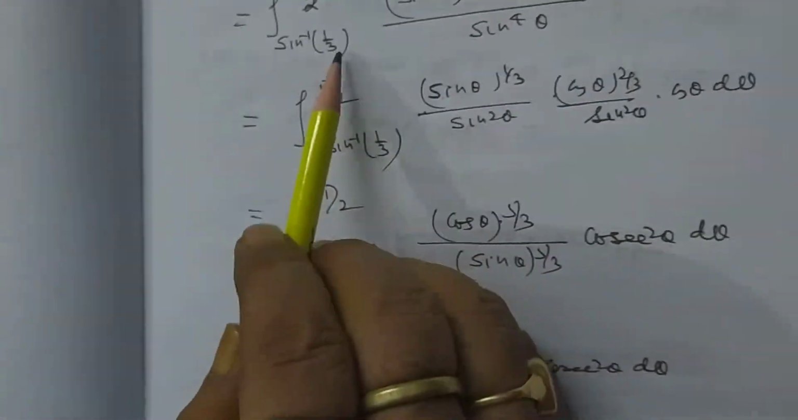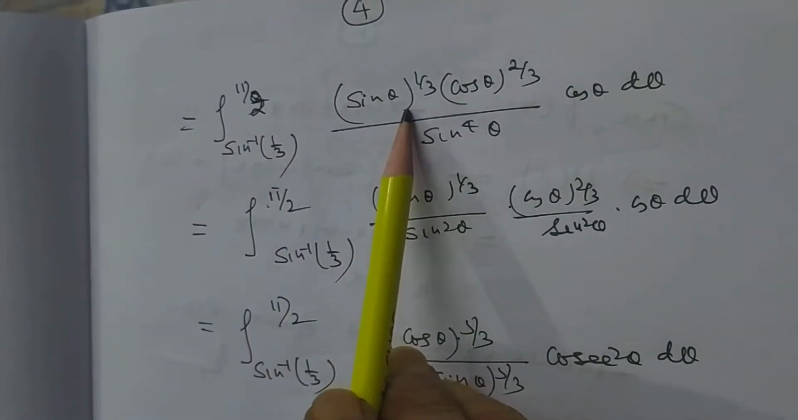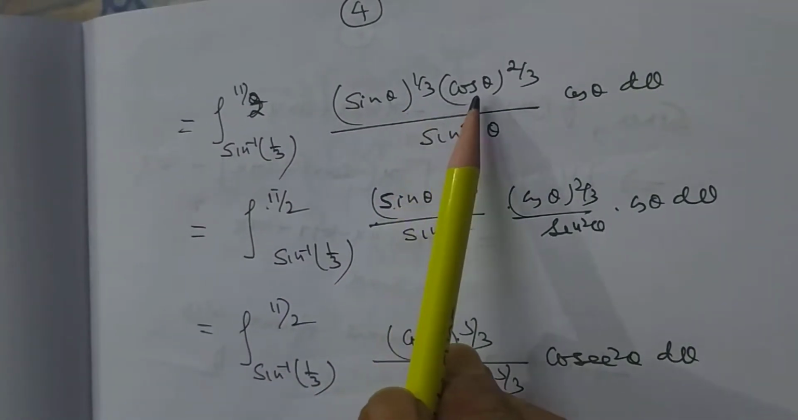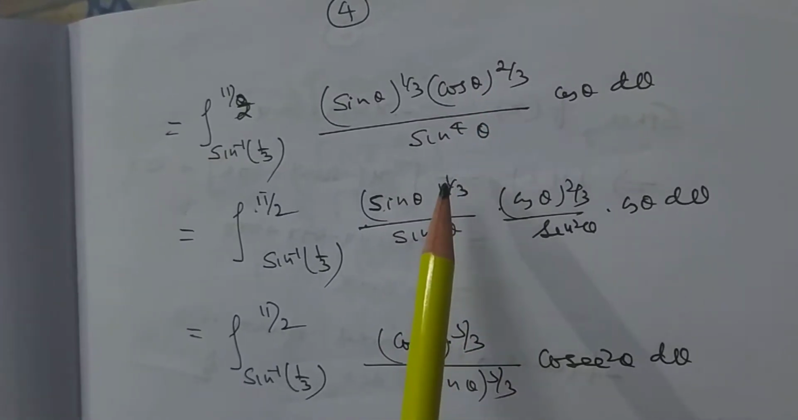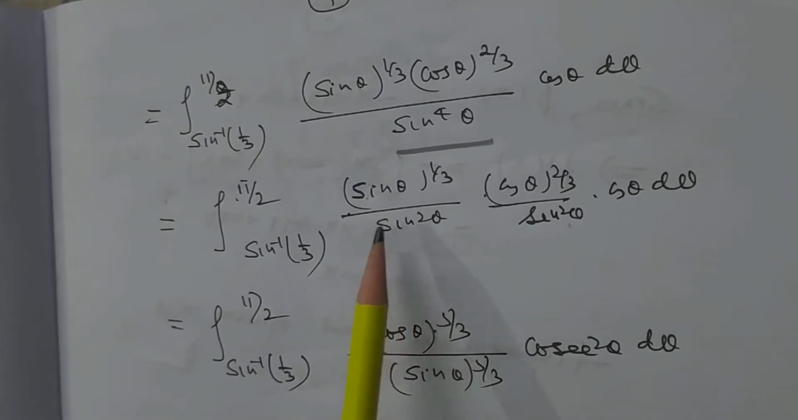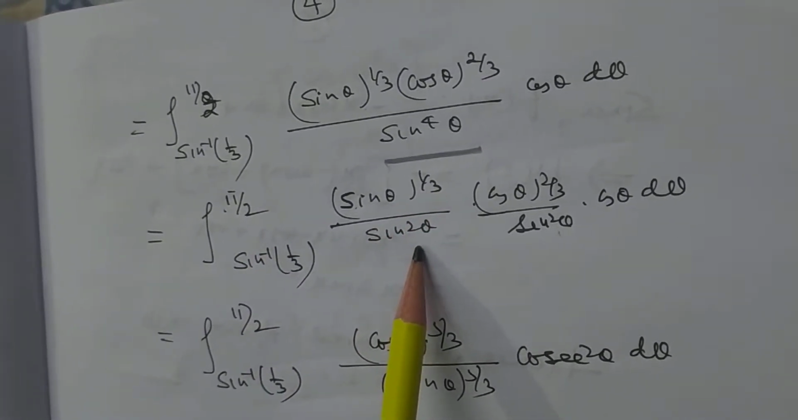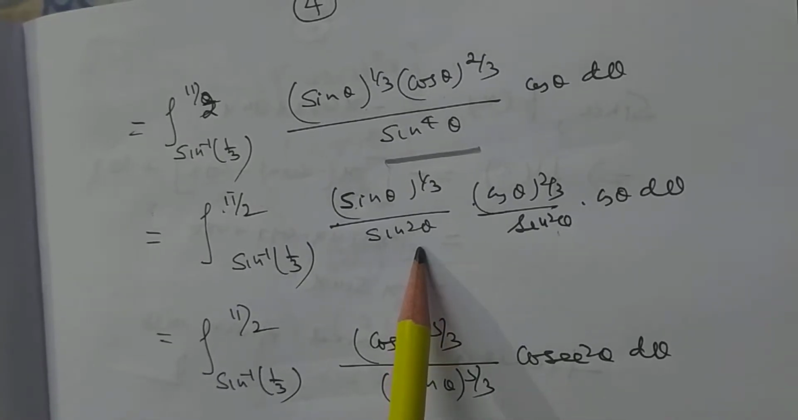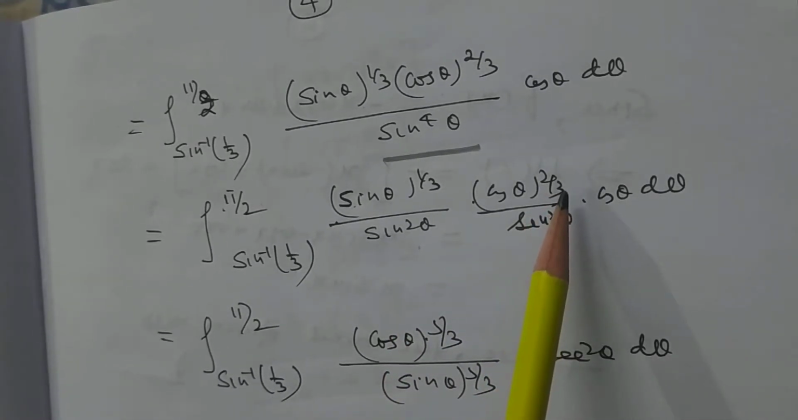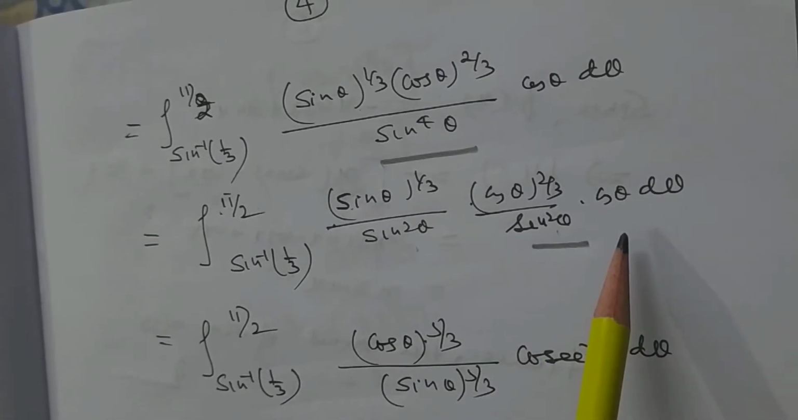So now what do you observe? The limits are sin inverse 1 by 3 to pi by 2. Sin theta whole to the power 1 by 3, cos theta whole to the power 2 by 3, and sin 4 theta. Now we separate it: sin inverse 1 by 3 to pi by 2, sin theta whole to the power 1 by 3, cos to the power 2 by 3, divided by sin square theta.